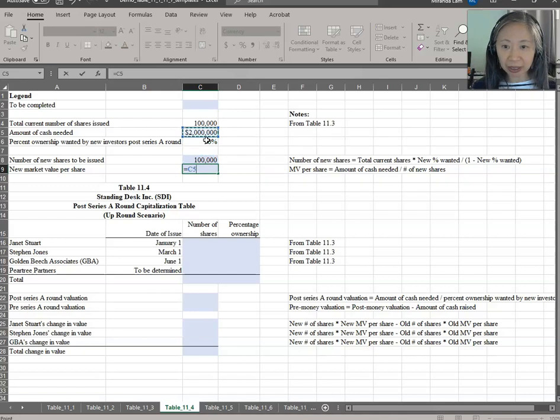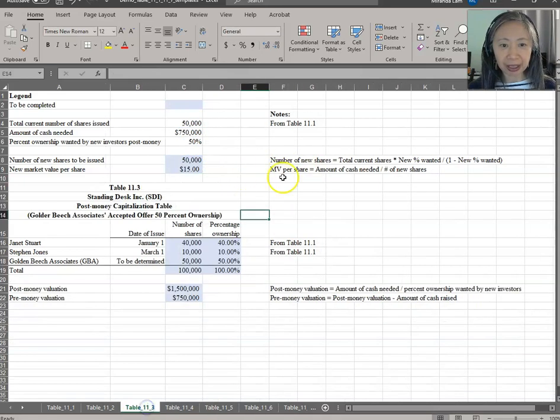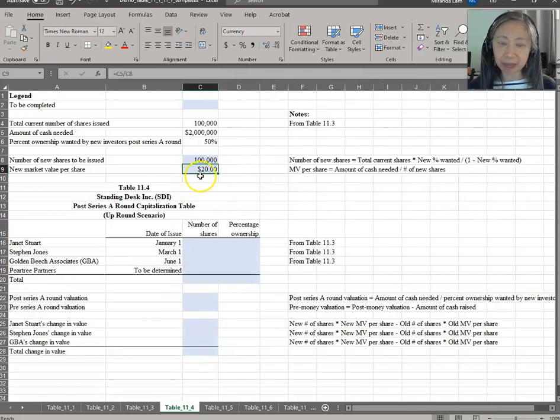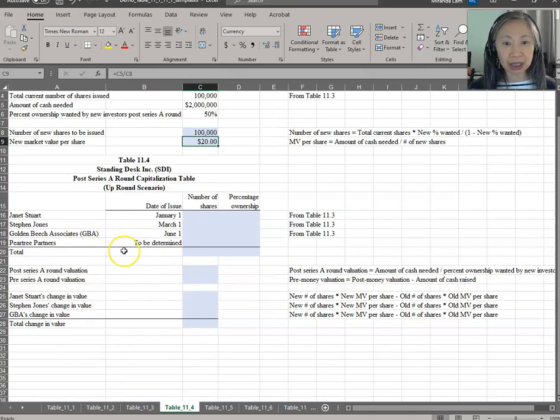And we take the amount of money they need divided by the number of new shares, and that's $20 per share. Now we can compare that to table 11.3. The market share value was $15 per share. So it went up. That's how we know this is an up-round scenario. Next, we can compute the cap table. The up-round scenario is the same.